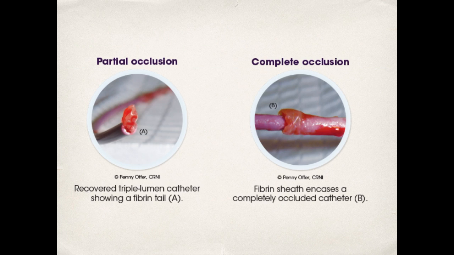So occlusions can be partial or complete. So partial occlusions, you may be able to aspirate a little bit of blood, or you may be able to inject some saline or medications with slight difficulty, and that just means that it's not fully occluded at the end there, as seen in picture A there. But a complete occlusion is when you're unable to aspirate or inject any amount of fluid. And you can see that the fibrin sheath is encased completely around the catheter.